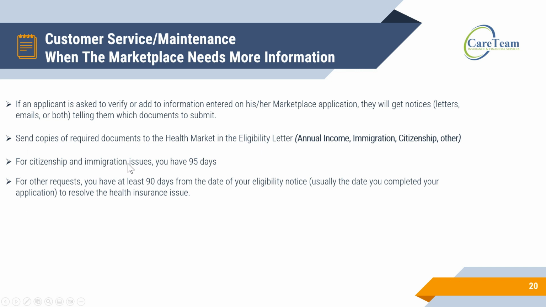For citizenship and immigration issues, the marketplace typically gives 95 days for them to submit that document. For other requests, the individual will have at least 90 days from the date that they receive the eligibility notice. So that's usually the date that the application was completed to resolve the health insurance issue. Now, within those 90 or 95 days, their coverage is going to be active. They're going to be eligible, but they need to submit those documents before the deadline that's going to be on their eligibility results.